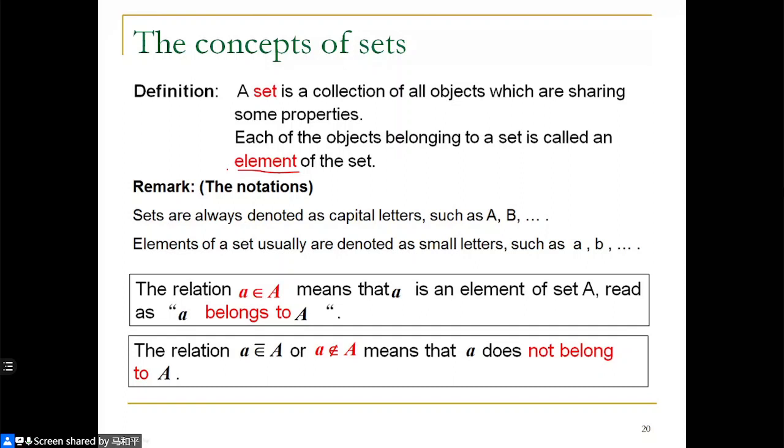Sets are always denoted by capital letters, such as A, B, C. Elements of a set are denoted by small letters, such as a, b, c. If a is an element of set A, we read it as a belongs to A. This means that a belongs to A. As a notation, we write it like this.